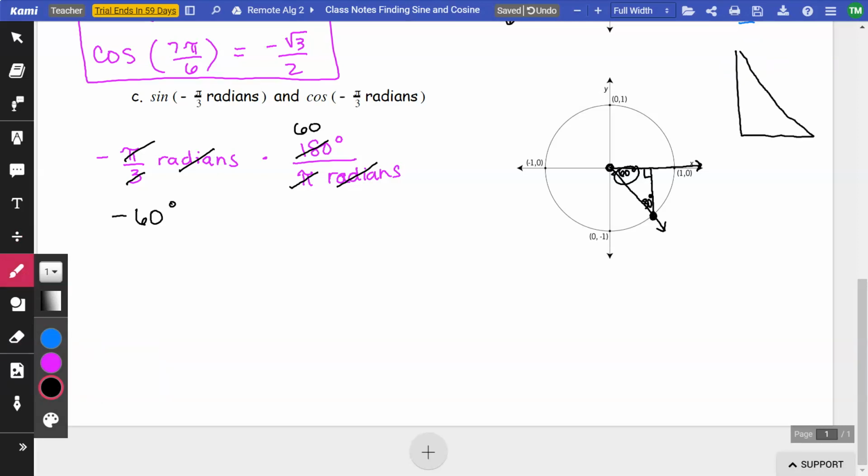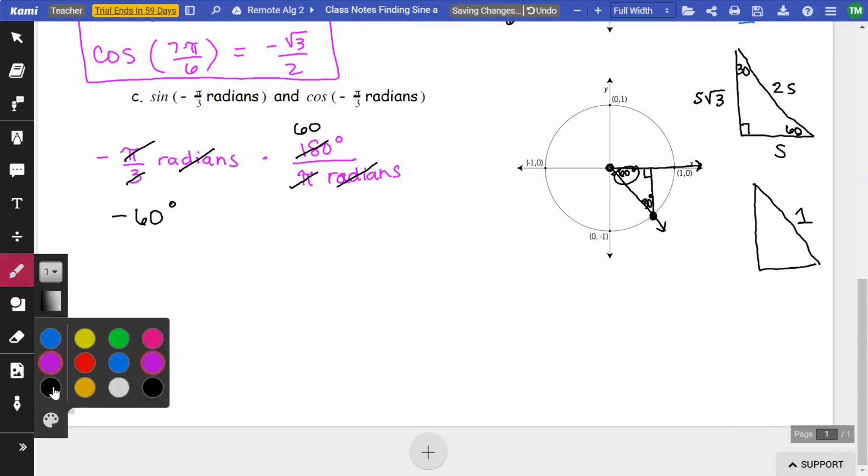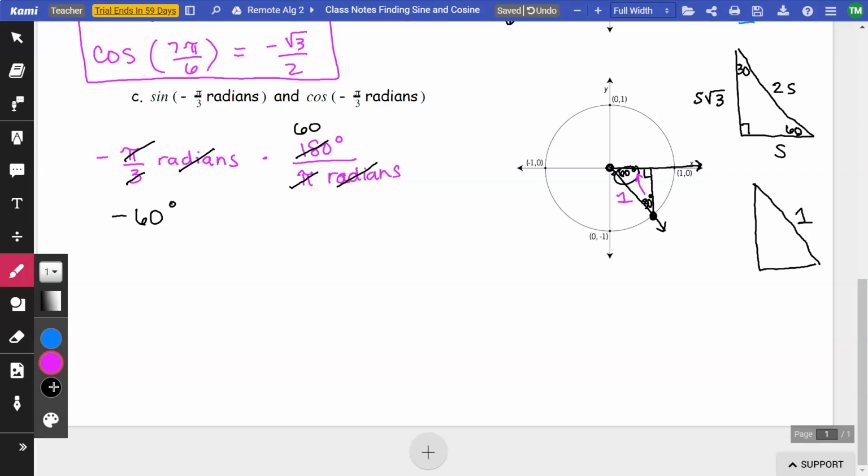So remember, for a 30, 60, 90 triangle, you have your short side, the hypotenuse is 2 times the short side, and then the longer side is the short side times root 3. So for a triangle in the unit circle, the hypotenuse is always going to be 1. This distance right here is 1. So then the short side is going to be, remember the hypotenuse is equal to 2 times the short side. So if 1 equals 2s, divide both sides by 2, the short side would then be equal to 1/2. So this length right here is 1/2.